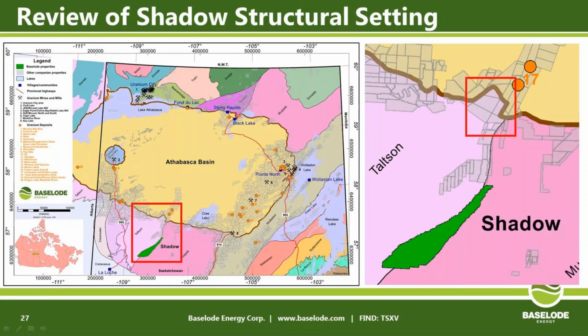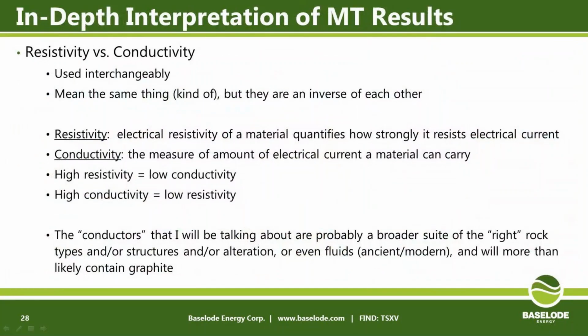Right now, we just have to find these structures. For the following slides, we'll be looking at the resistivity results from the MT survey over Shadow. Resistivity and conductivity are basically the same thing, they're just inverses of each other.